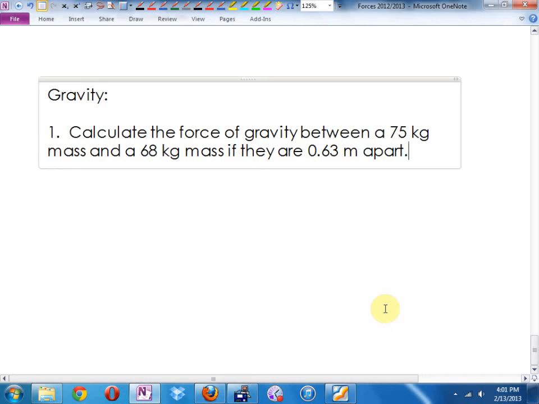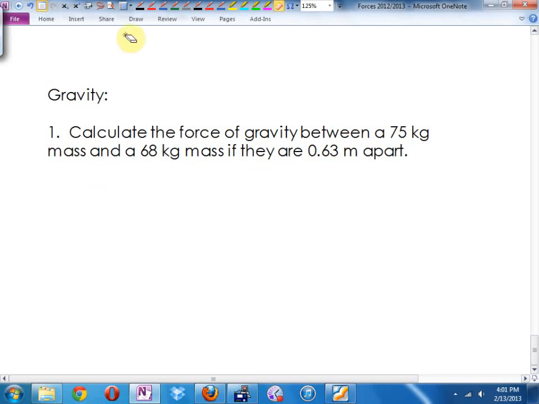What are they asking you to find here? Am I just going to go mg? No. You know how I know? More than one mass. Now they're talking about using Newton's universal law of gravitation. It's going to be, where big G is 6.67 times 10 to the negative 11.